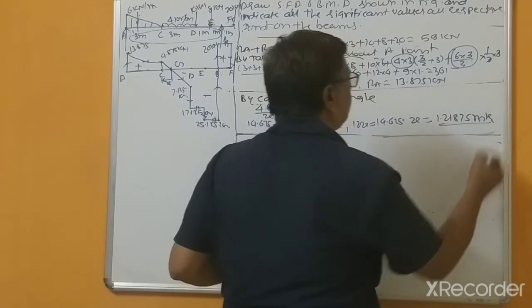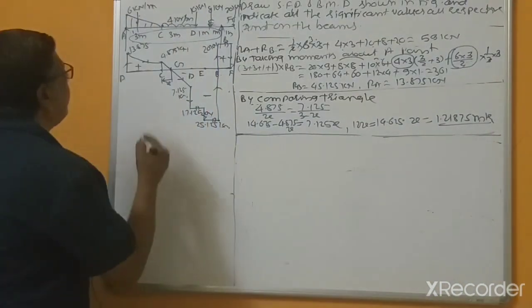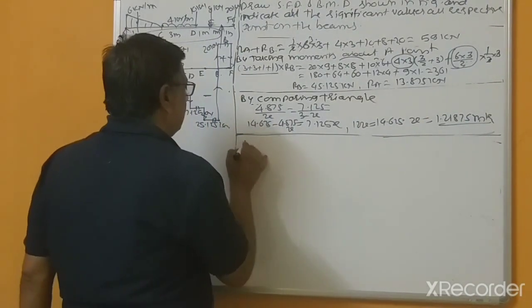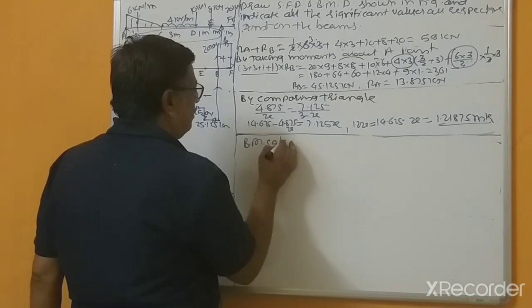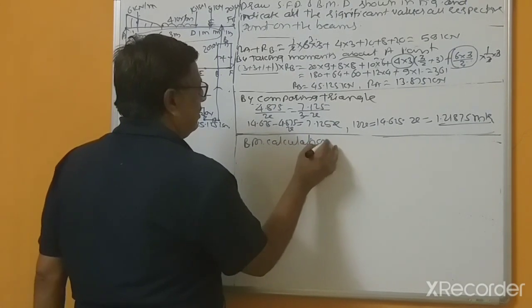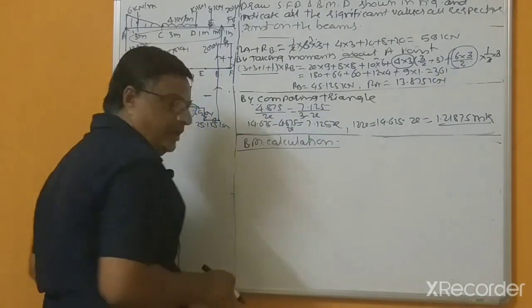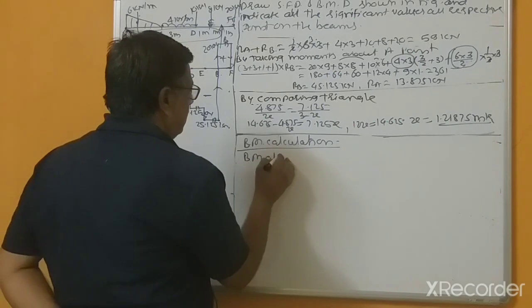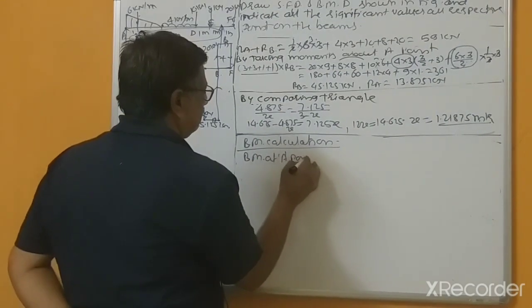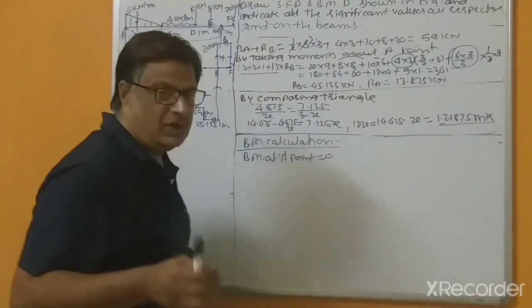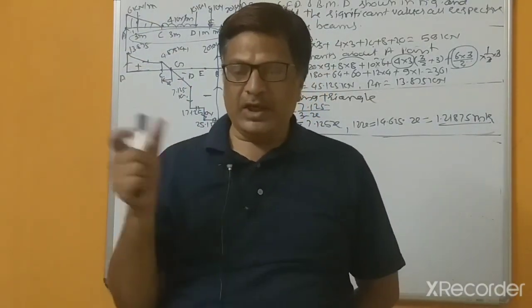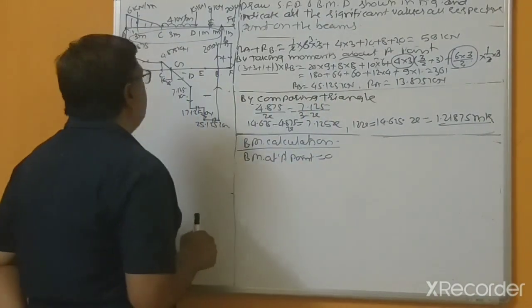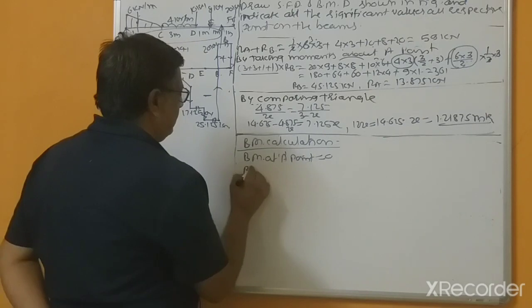Meter. So this x is equal to that distance. Now, bending moment calculation. So at the end point, bending moment is equal to 0. So bending moment at A point is equal to 0. Always remember, for simply supported beams, at the end points you will get bending moment equal to 0.